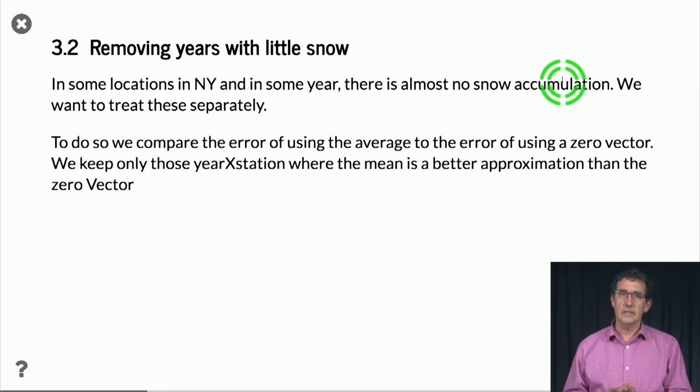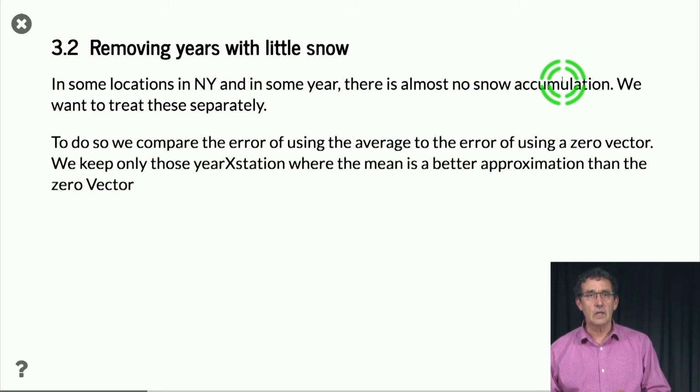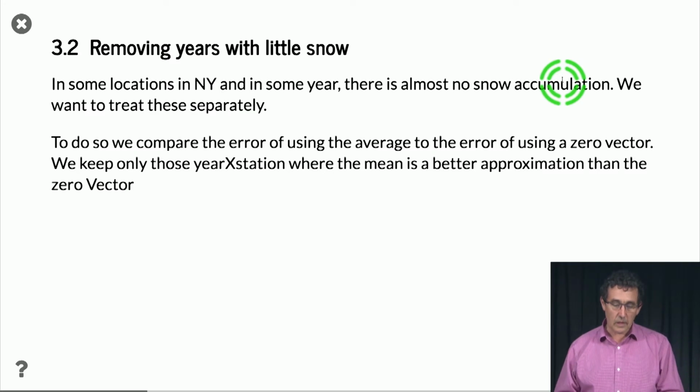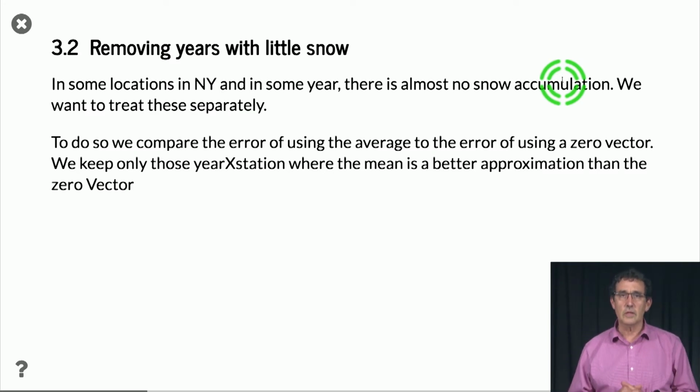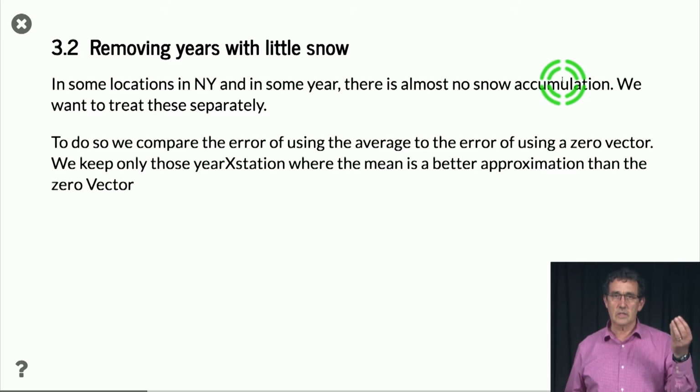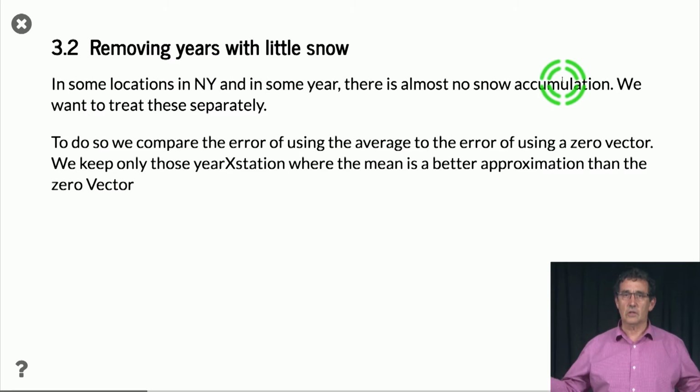Here's one subtlety to make the analysis better. What I saw after playing around with the data is that while in general the best approximation that is a single vector is the mean, because there are places where they don't get any snow, a much better approximation for those is simply the zero vector, so no snow accumulation ever.